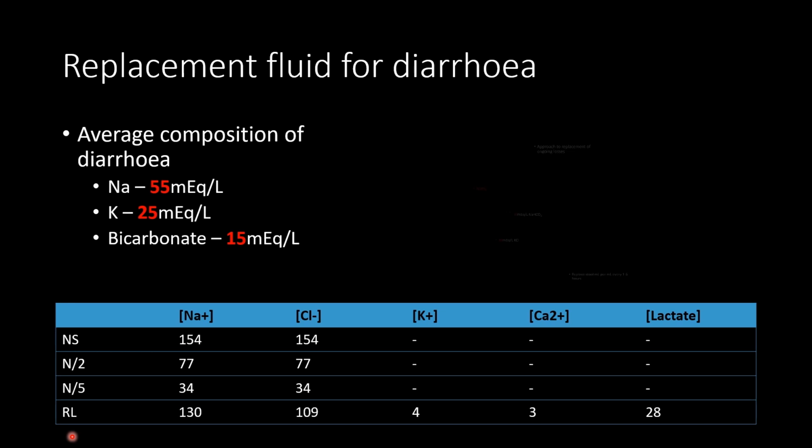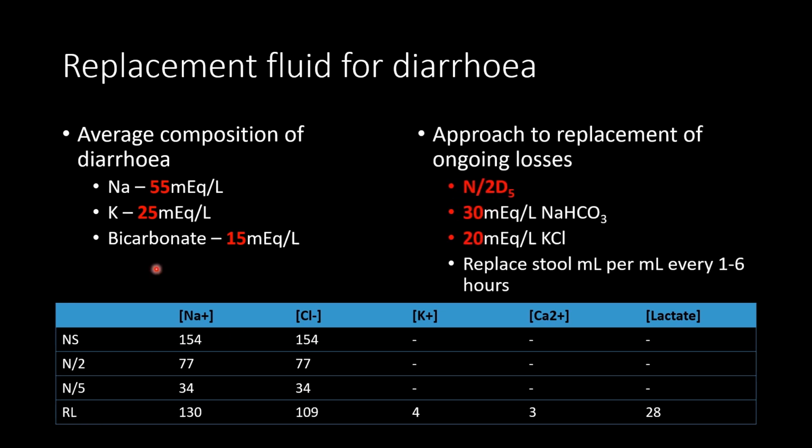So the ideal replacement fluid for this will be N by 2 D5. Why N by 2? N by 2 contains sodium around 77, which is close to 55. Why D5? Because obviously we have to give glucose so that the patient doesn't develop hypoglycemia. And potassium 25: N by 2 doesn't have any potassium, so we have to add potassium to that. How much? Almost 20 milliequivalent per liter of potassium chloride. And if we add sodium bicarbonate of around 30 milliequivalent per liter, it will balance the bicarbonate as well and add to the sodium content also. So that is the ideal replacement fluid for diarrhea.